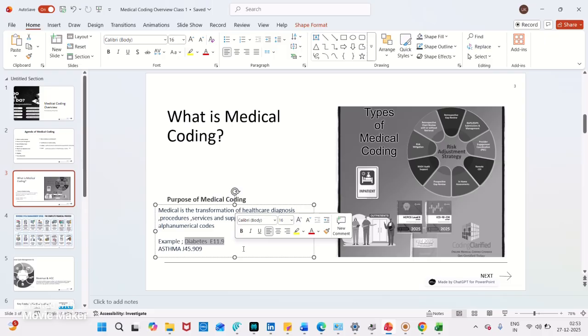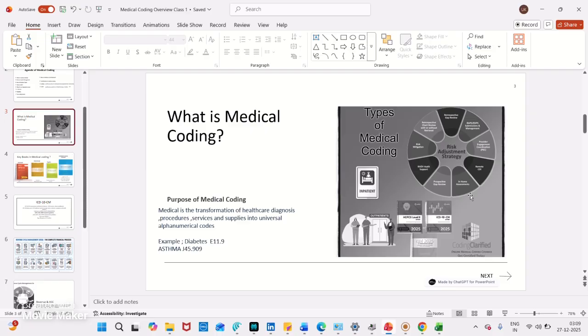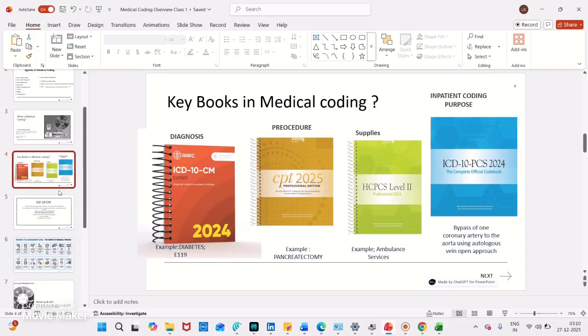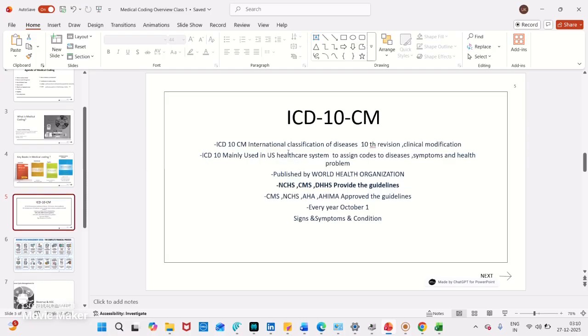These details are written in medical language, but insurance companies cannot understand medical notes directly. So medical coders translate the medical reports into universal codes, for example, the diabetes mellitus ICD code is E11.9. I will explain how to identify and assign ICD codes in detail in upcoming sessions. So first we need to know about the ICD-10-CM.